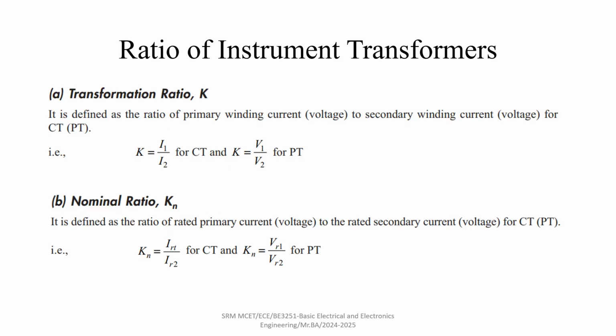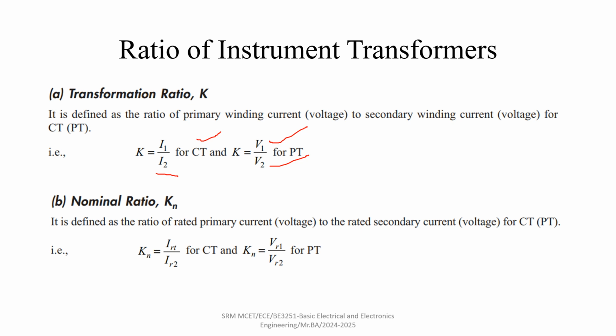If we are going to construct any instrument transformer, we have to follow certain ratios. So the first one is the transformation ratio. This is the ratio of primary winding current to secondary winding current in the case of a current transformer. In the case of a voltage transformer, I mean potential transformer, it is the ratio of primary winding voltage to secondary winding voltage. That's all, right?